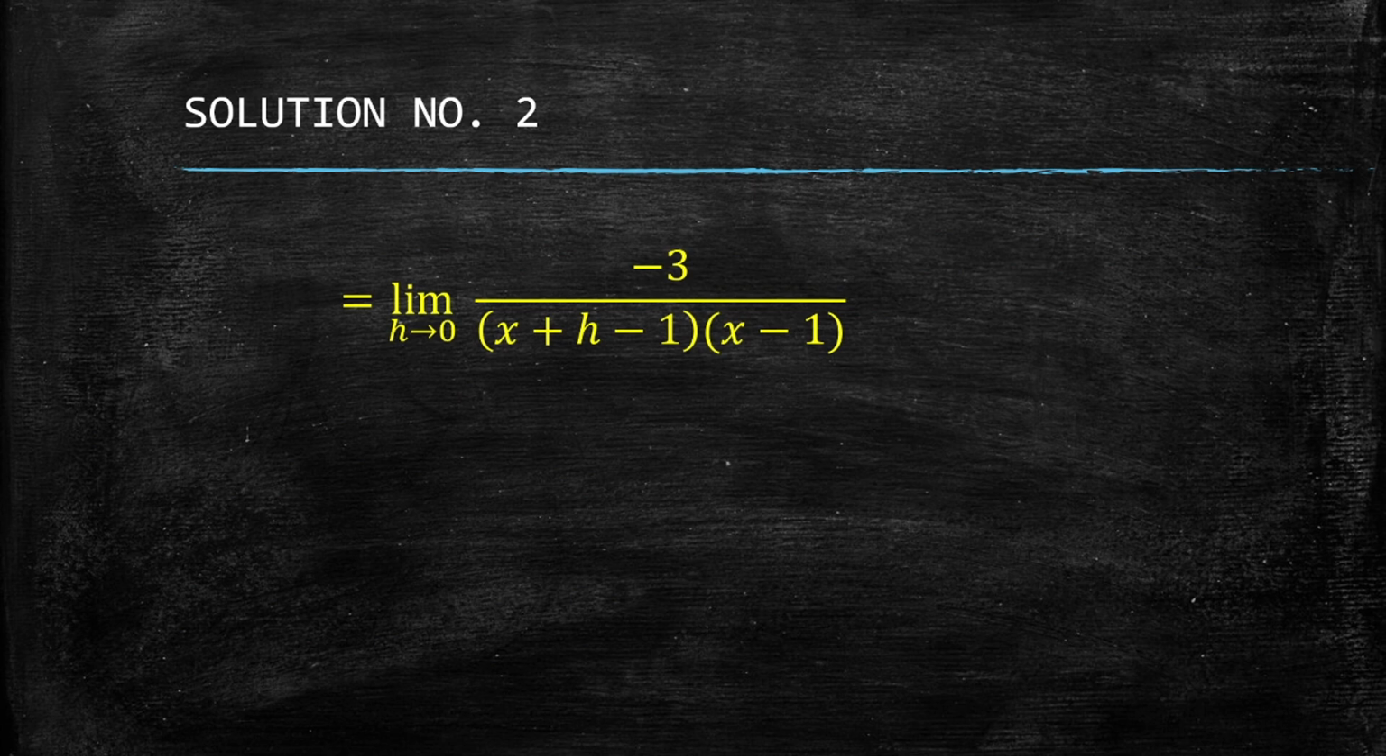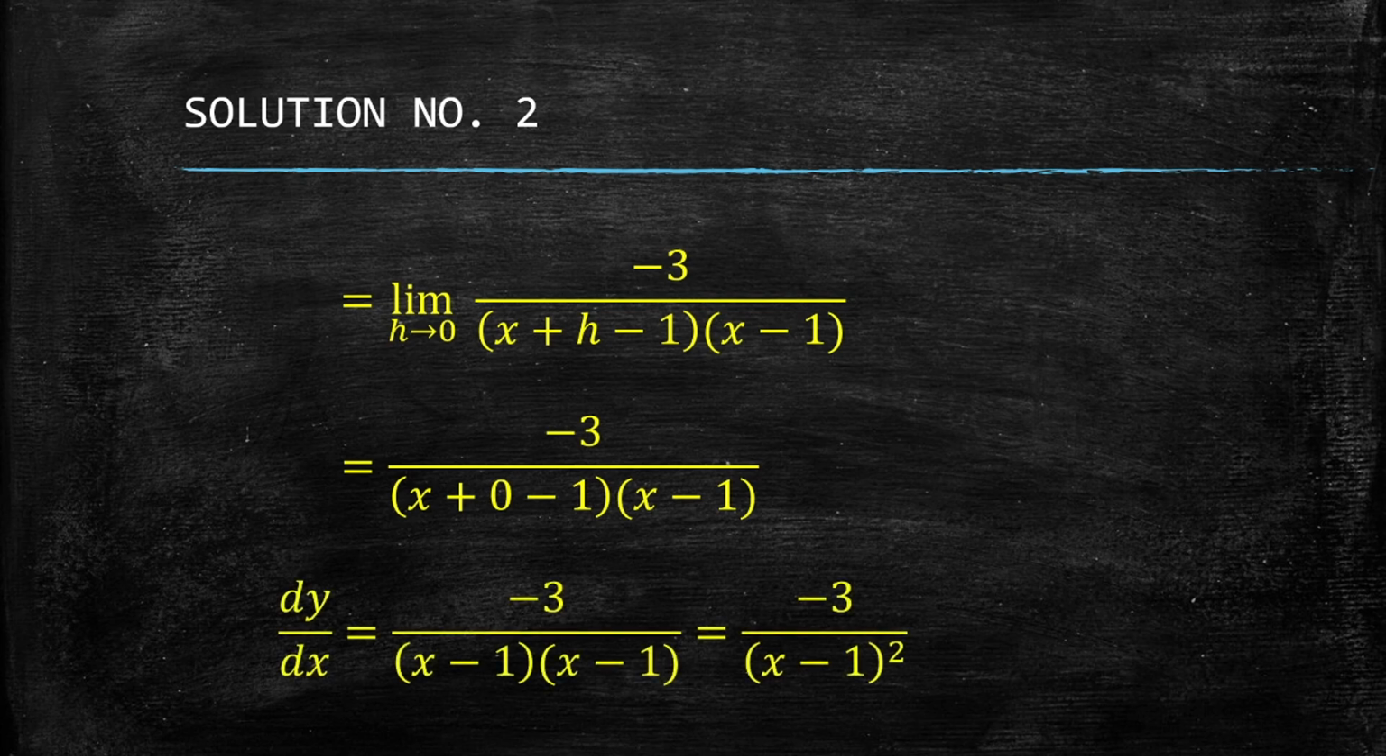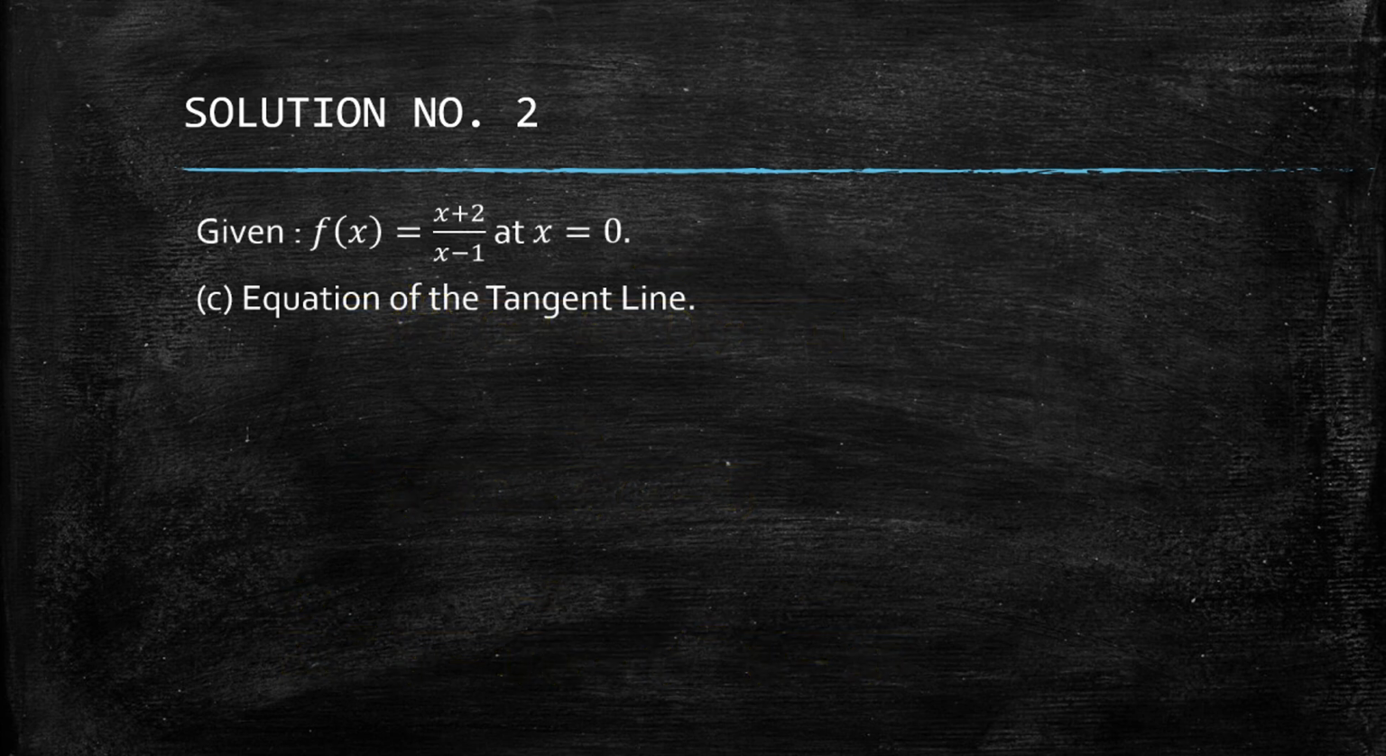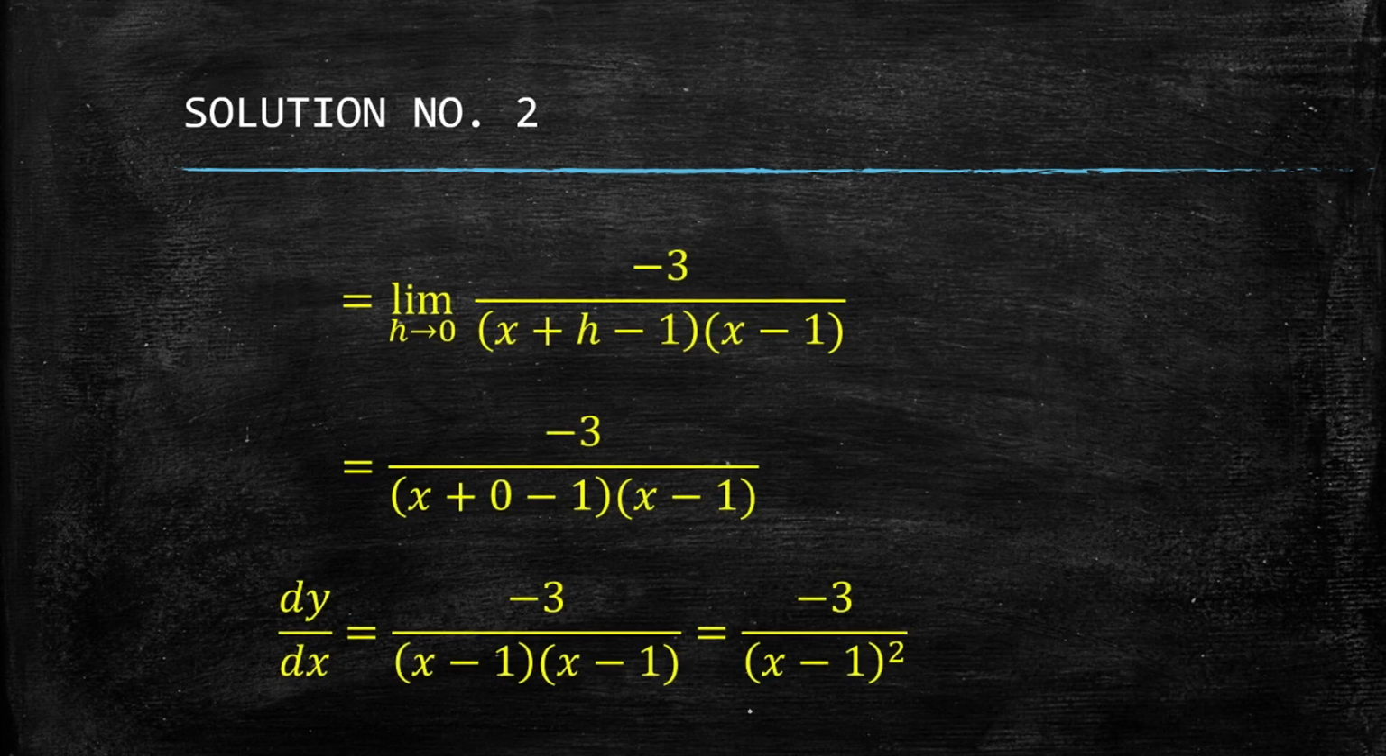Here we can now substitute because we cannot cancel out anything. So we can substitute 0 to h. This will give us x minus 1 times x minus 1 in the denominator, and we can combine it, and we have negative 3 all over the quantity of x minus 1 squared. And this is our derivative. Okay, this is our derivative.